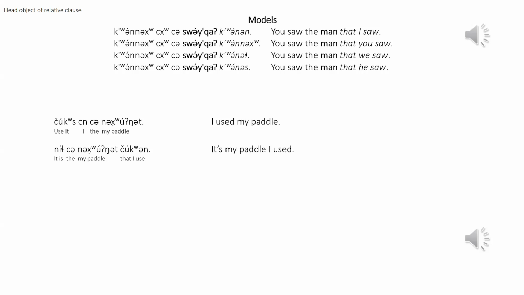The second example is what's called a cleft sentence. In English, these types of cleft sentences begin with it. In Klallam, they begin with niche. Cleft sentences are used when you want to focus the listener's attention on the object rather than the action.